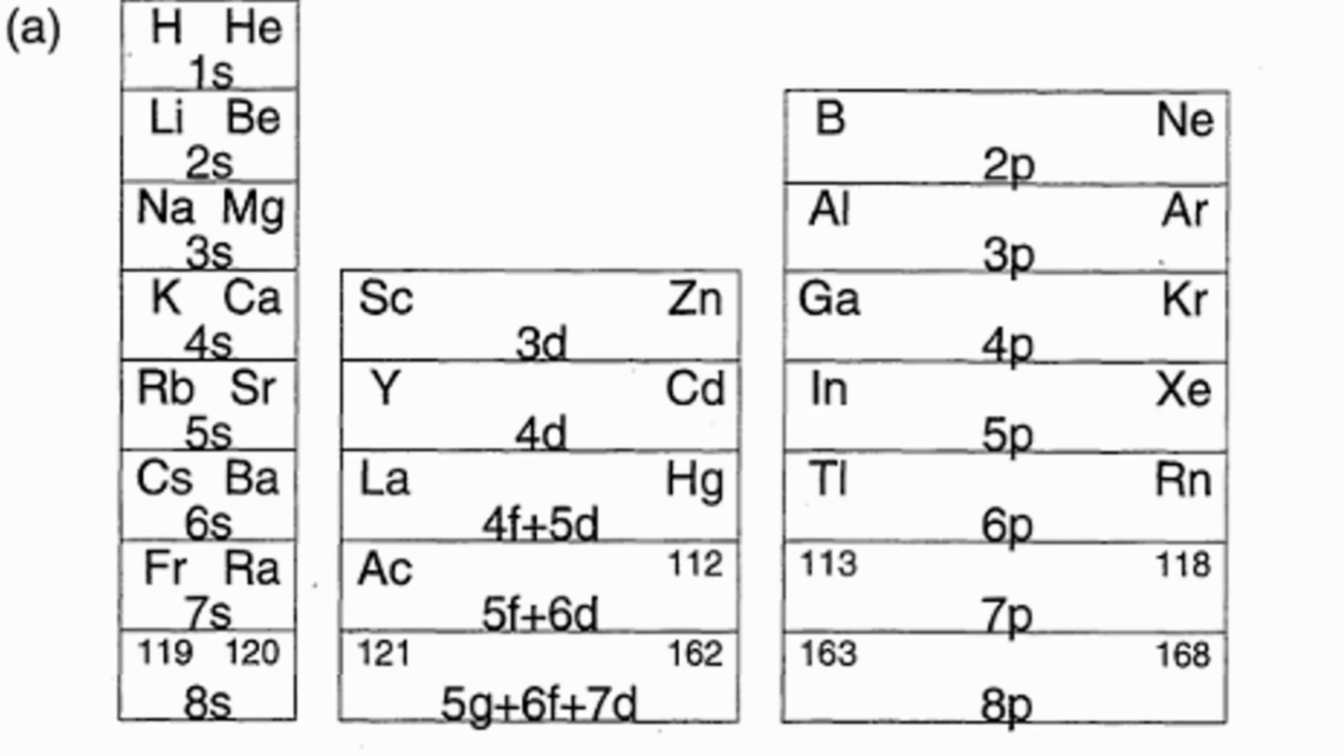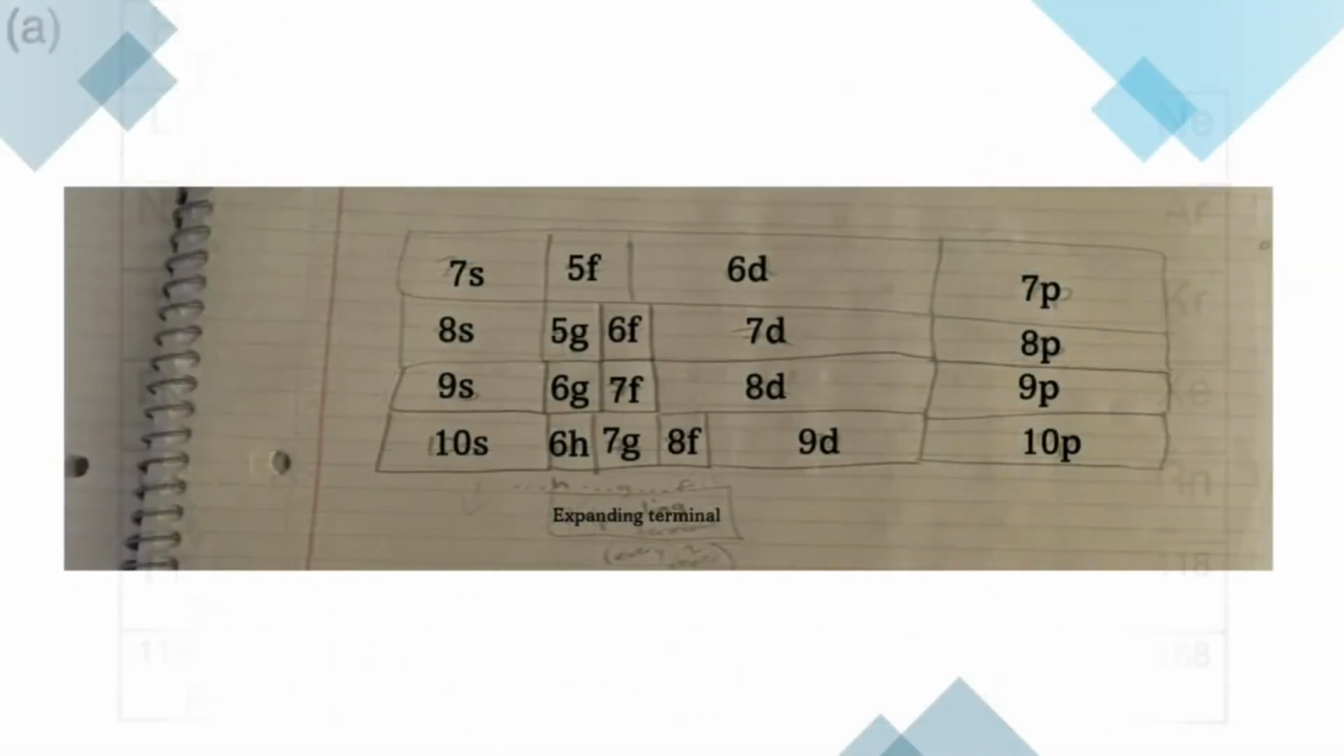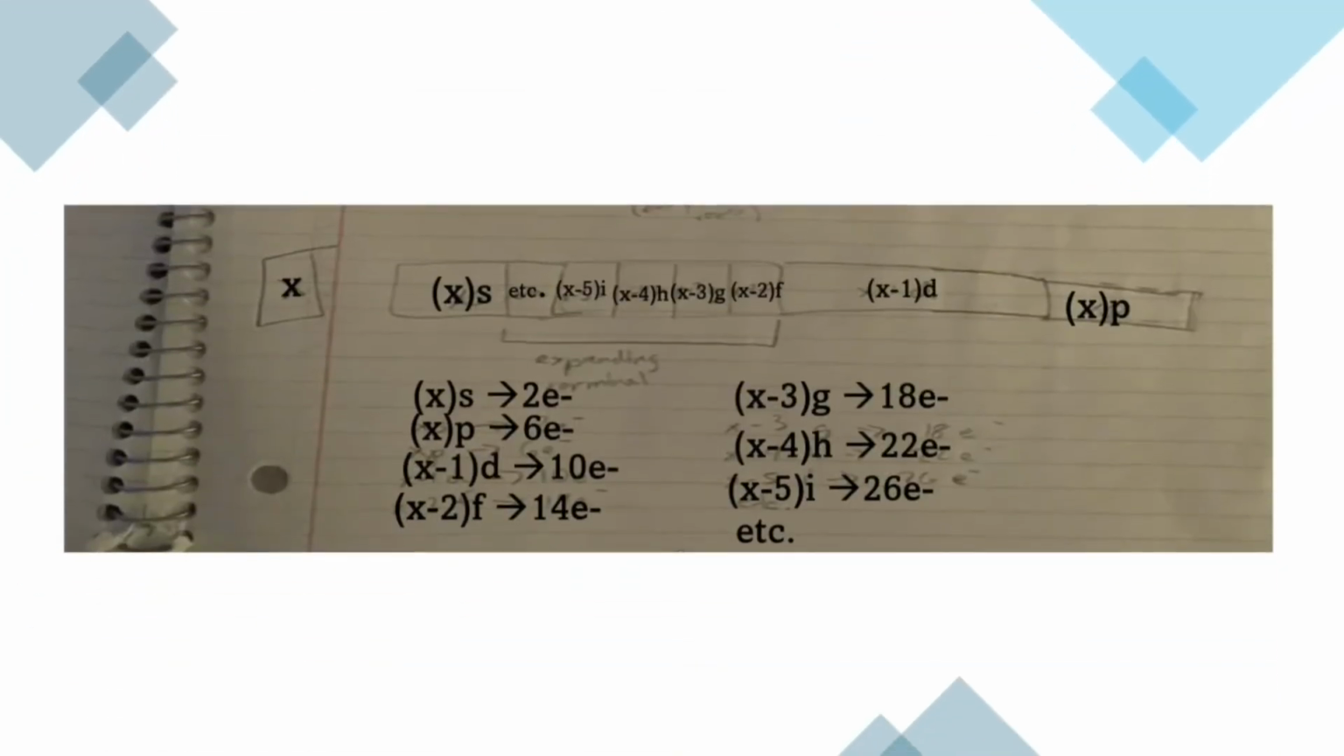If we continue going down the rows, we reach the H orbital, the I orbital, and so on, infinitely. This suggests that there is an expanding terminal in the periodic table, which houses all of the new orbitals that appear as you move further down. In row X of the extended periodic table, there would be XS, followed by the expanding terminal, which contains all orbitals after F, followed by the X-2F orbital, the X-1D orbital, and finally, the XP orbital.